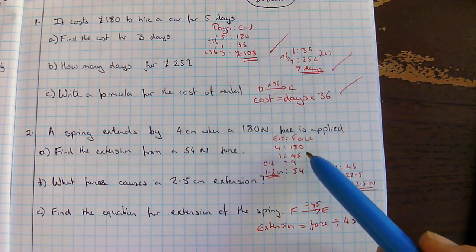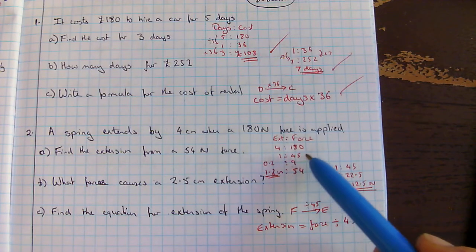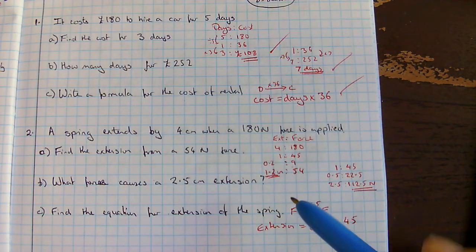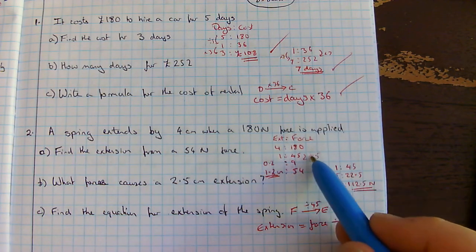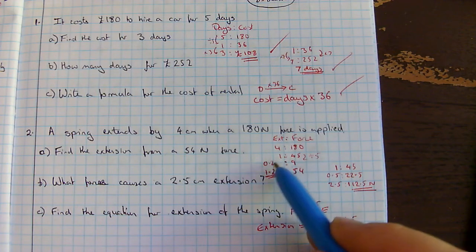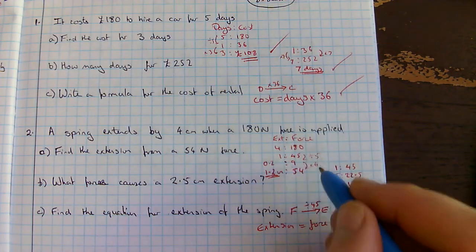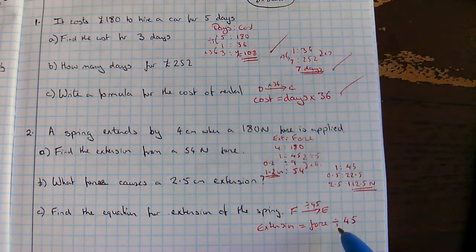Part 2, a bit more complicated here. So we put it in simplest form, which was an extension of 1 to 45. That didn't get me down to 54, so I had to do a bit of muddling around here. Dividing it by 5 there. 45 divided by 5 gives me 9. 1 divided by 5 gives me 0.2. And then I times by 6, and I got an answer of 1.2 centimetres from a 54 Newton force.